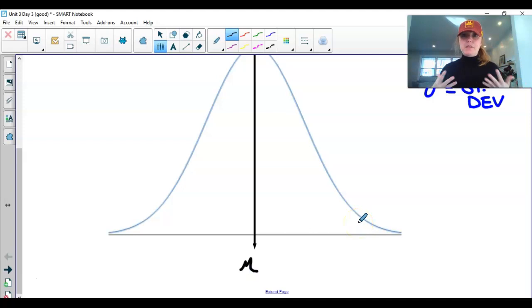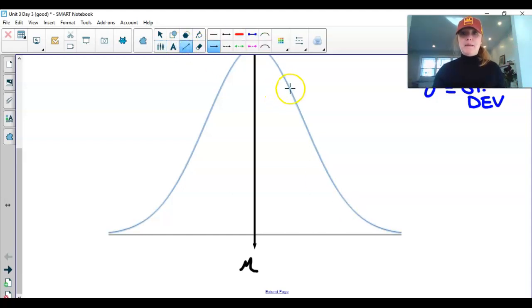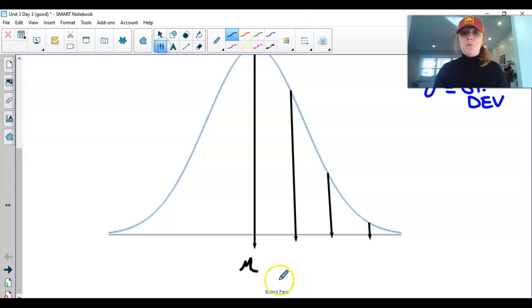And then in all normal distributions, what we do is we measure 3 standard deviations above the mean and 3 standard deviations below the mean. So what I'm going to do is find 1, 2, and 3. So this is 1 standard deviation above the mean right here. This is 2 standard deviations above the mean, and this is 3 standard deviations above the mean.